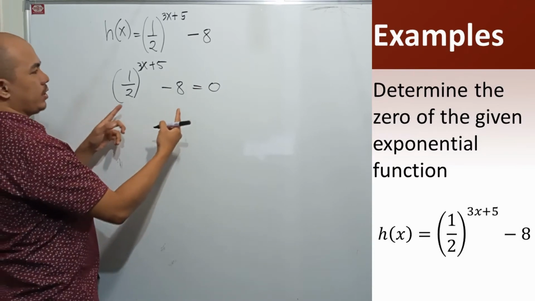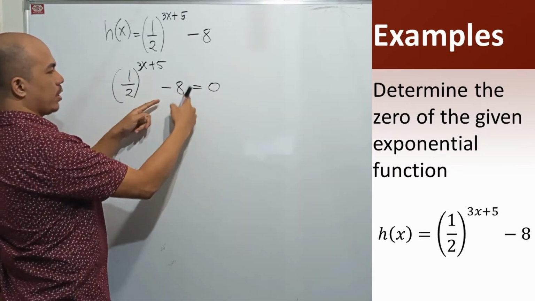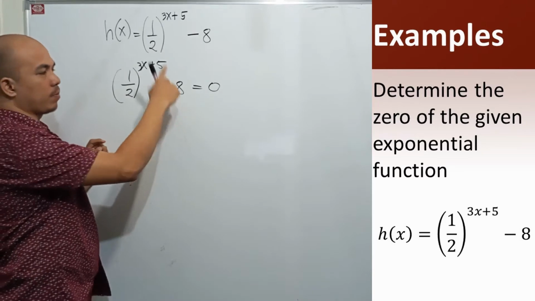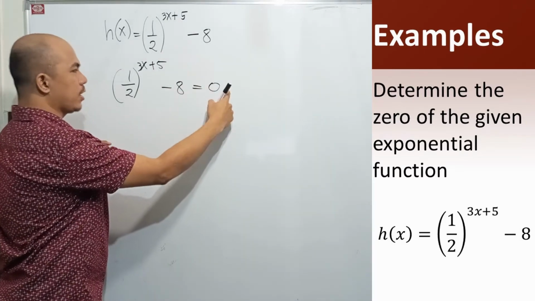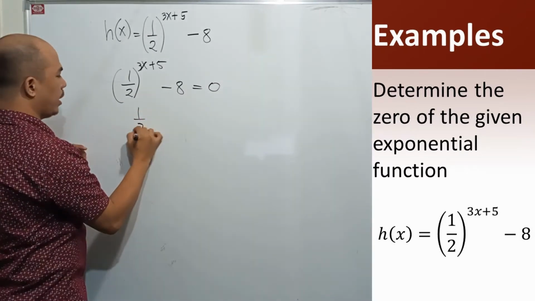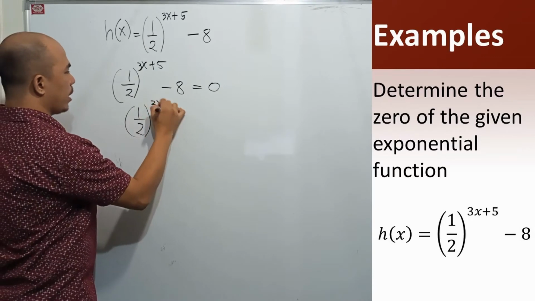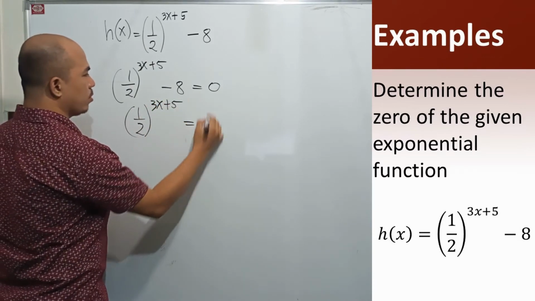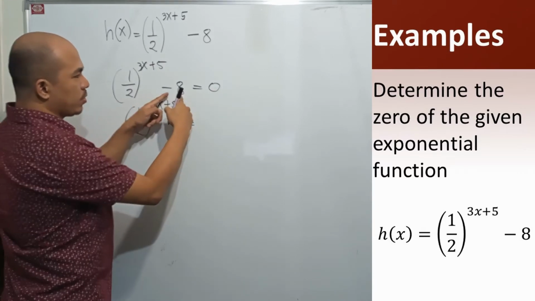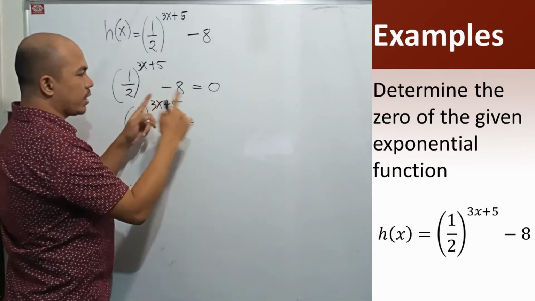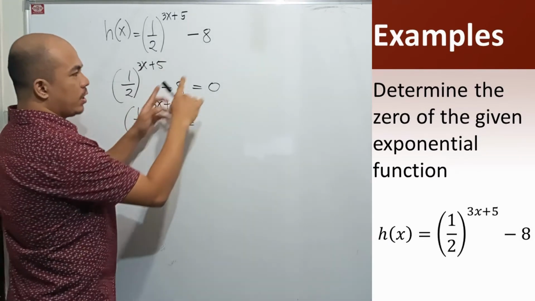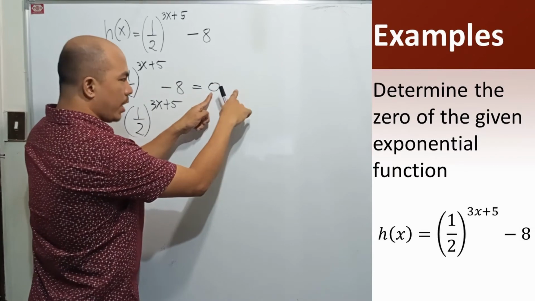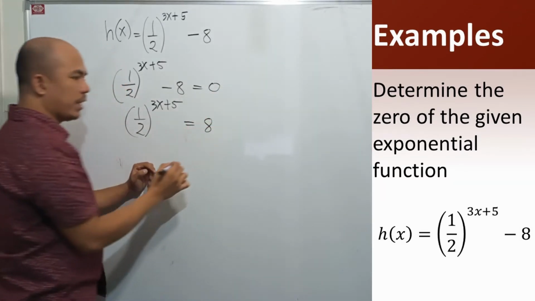Okay? So first, simplify muna natin by eliminating this negative 8. So magpa-plus 8 tayo dito, plus 8 din sa kabila. So we now have 1/2 raised to 3x plus 5 is equal to 0 plus 8. Dito muna, yung negative 8 natin plus 8, that is 0. Kaya siya nawala dito. And then dito naman, 0 plus 8, so that is 8 na lang.